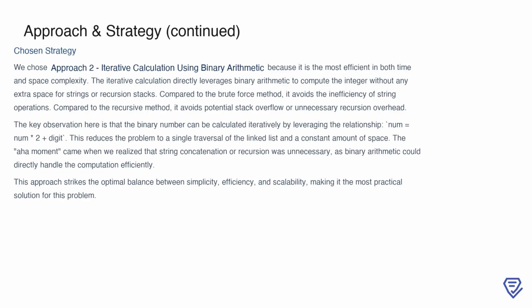The aha moment came from recognizing that binary arithmetic alone could handle the problem efficiently. With just a single traversal of the linked list and a constant amount of space, this approach scales well even for very large inputs. It is straightforward to implement, minimizes potential pitfalls, and is the most practical solution for converting a binary number in a linked list to its integer equivalent.